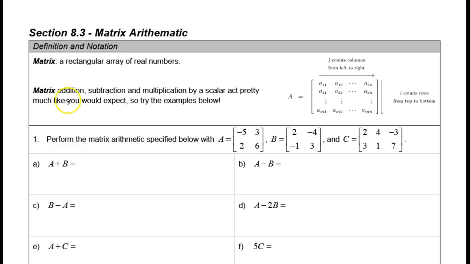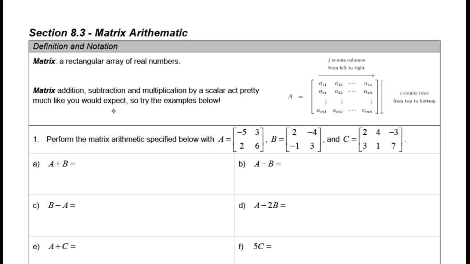And here's a note. Matrix addition, subtraction, and multiplication by a scalar. Multiplication by a scalar just means multiplication by a number, not by a variable. So addition, subtraction, and multiplication by a scalar act pretty much like you would expect them to. So we're going to just jump right into some examples.